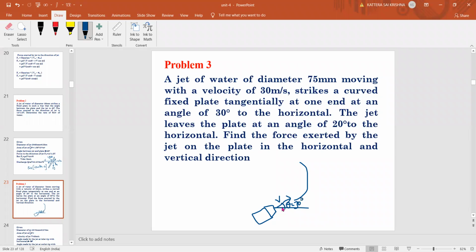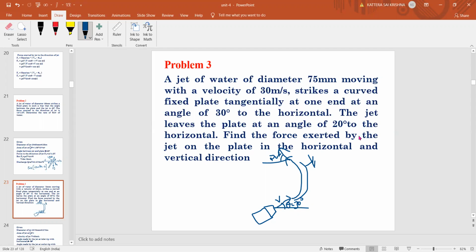Okay, so we need to understand this. It is a curved fixed plate. It is fixed and the jet will come here and will go out like this. Okay, the jet leaves the plate at an angle, one more angle is given. So we need to understand it is not a symmetrical plate. It is an unsymmetrical plate. So that's why it is coming out with a different angle. So here it is coming again with velocity v, but the angle is not 30, it is 20 degrees. That is the meaning here. So it is 20 degrees, it is coming out. So it is an unsymmetrical plate, to the horizontal.